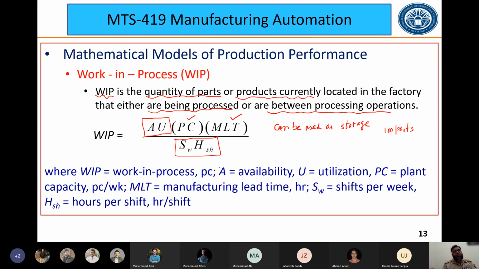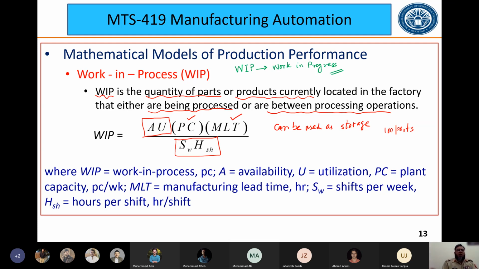All right, we are now introducing another term which is called work in process. So how do we define this term, work in process? And at some point in some of the literature you might look at it that WIP would be referred to as work in progress also. ठीक है? So WIP is the work in progress or work in process.